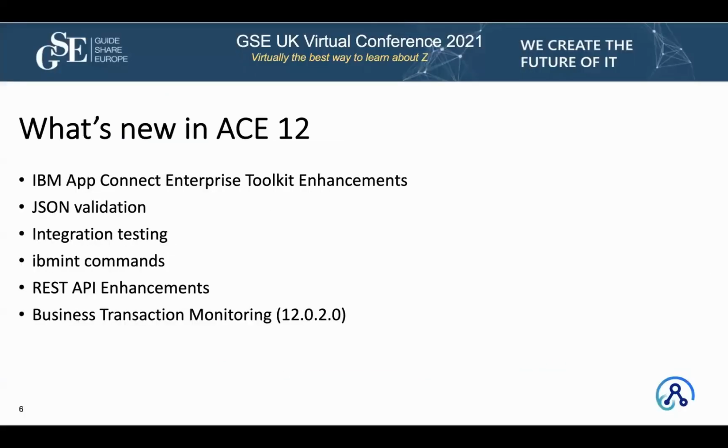Okay, so what is new in ACE version 12? Well, I can't cover everything in this presentation, but the things I'm going to cover are the toolkit enhancements, changes to JSON validation, all the changes we've made to enable integration testing and unit testing, getting it done more easily. I'm going to look at the new family of commands we've introduced, the ibmint family of commands. Look at some REST API enhancements and look at some business transaction monitoring. This came in our first mod release, so the one we've just released. It wasn't in the GA product. And there will be enhancements for this ongoing, at least we hope there will.